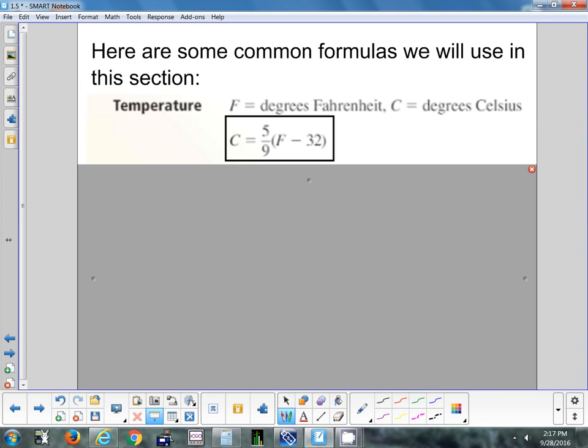So the first formula basically tells us how you change Celsius to Fahrenheit. Unfortunately, it's not really a nice number. That's why it's so hard to do in your head. You've got this 5/9. It's kind of weird, but you can work with it. We can use our calculator if we need to. It says C equals 5/9, and then in parentheses, F minus 32. That's the formula: if you had a temperature in Fahrenheit, that's how you change it to Celsius.